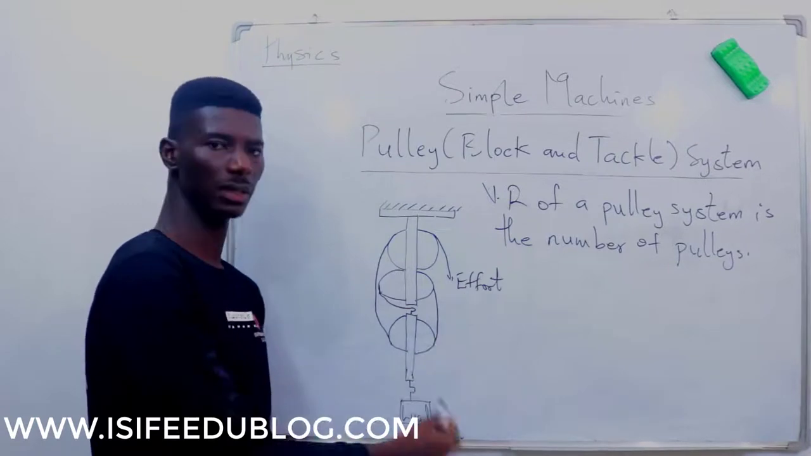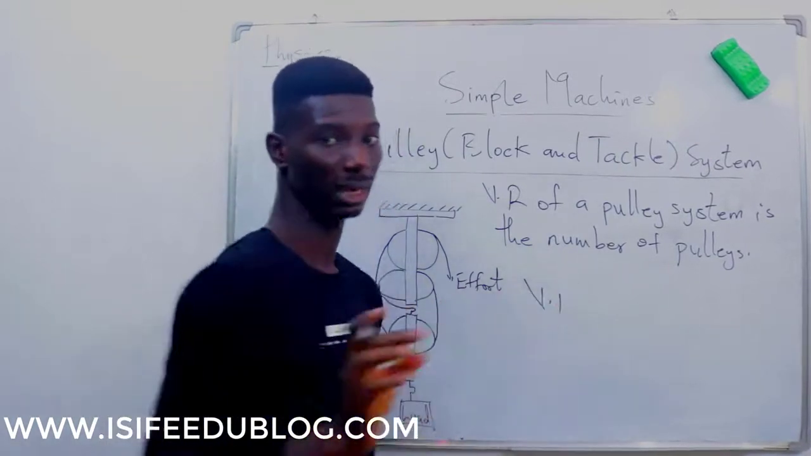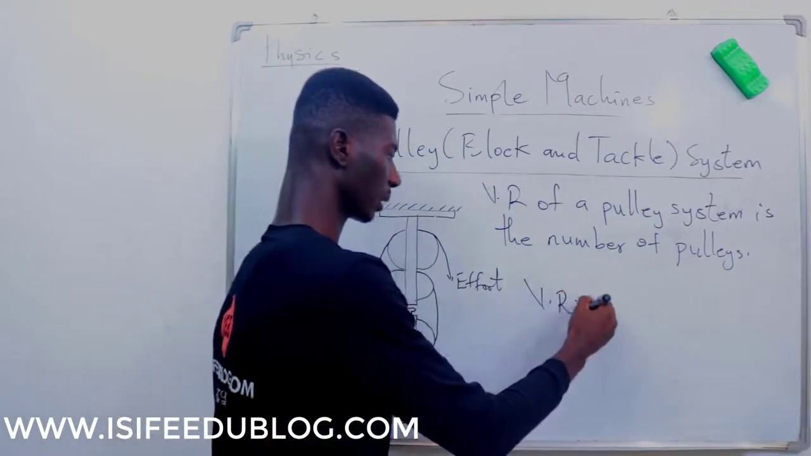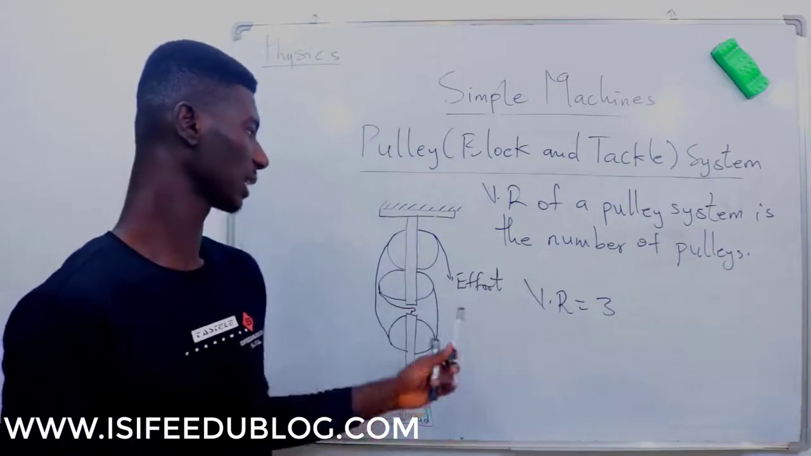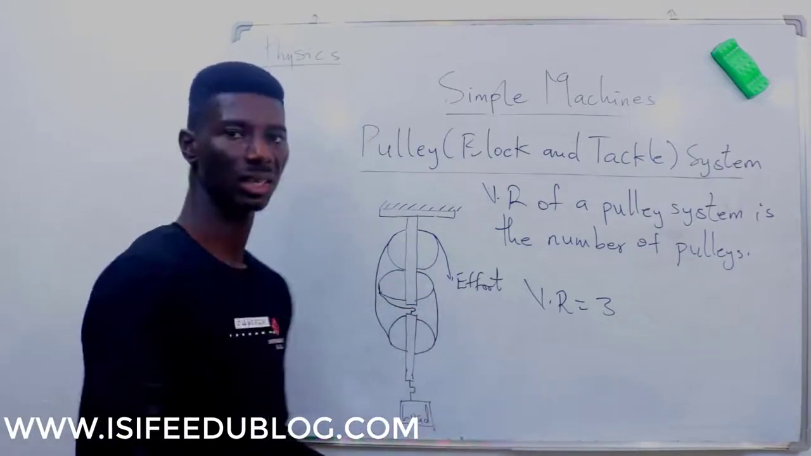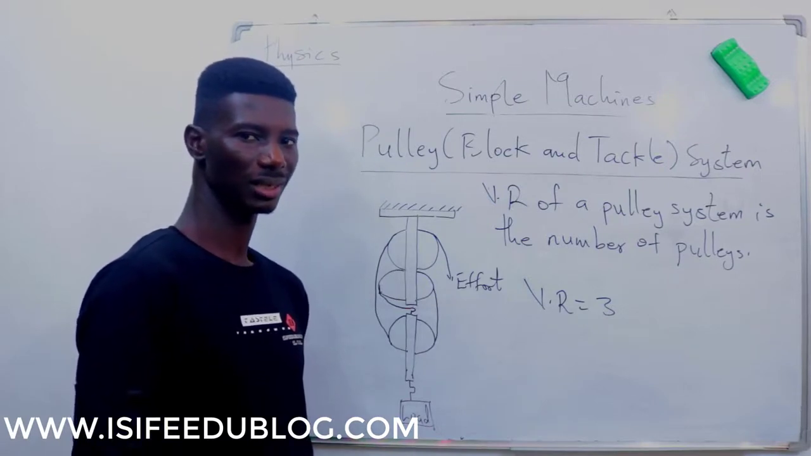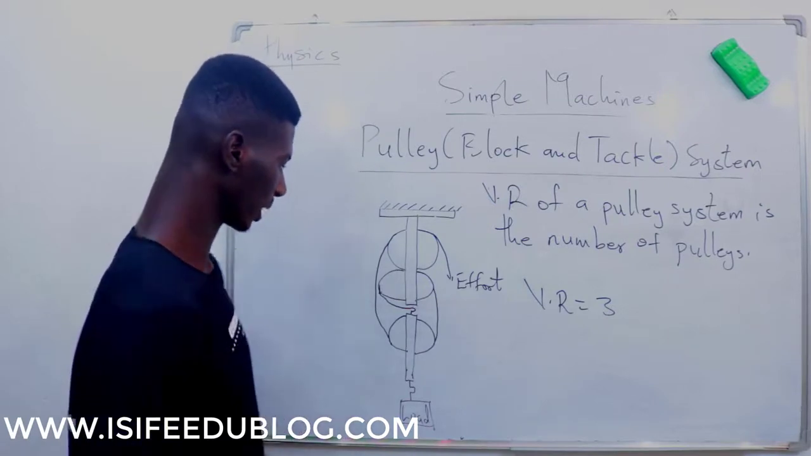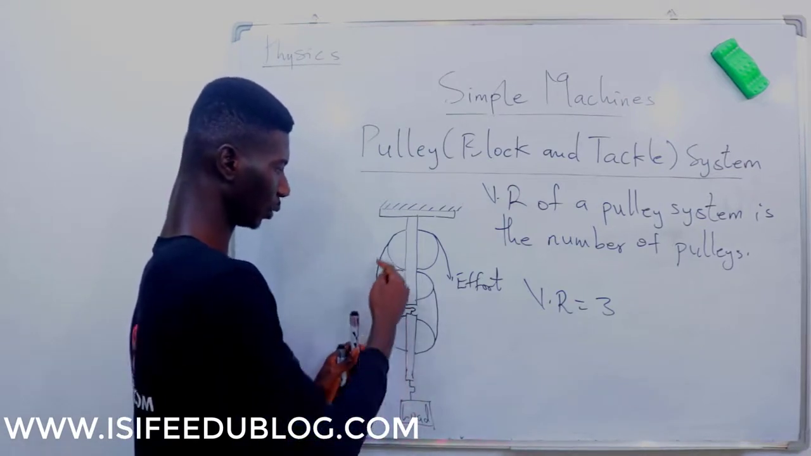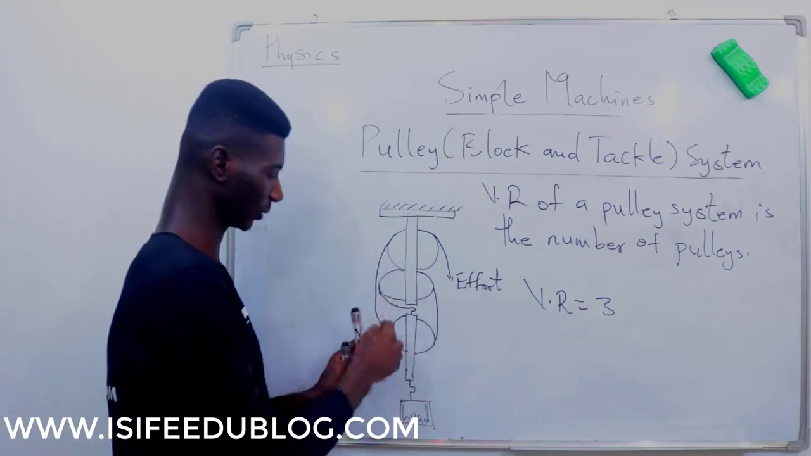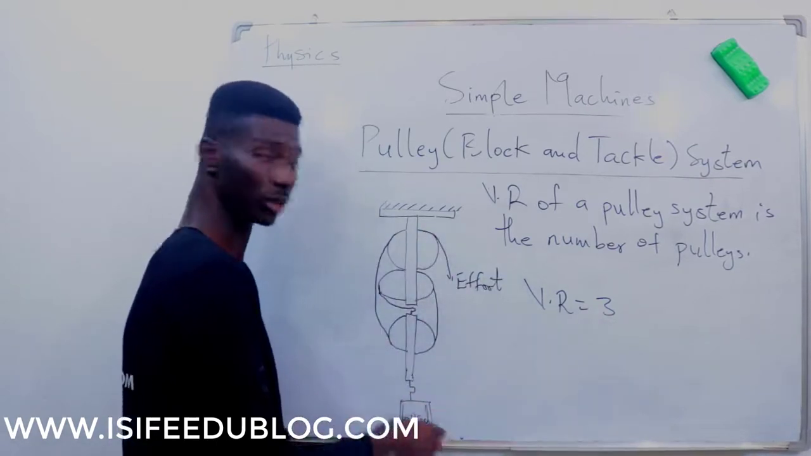Just a little effort lifts this big load. So our velocity ratio, according to this particular diagram, is 3. So have you seen why I say that? Because what is velocity ratio? Distance moved by effort divided by distance moved by load. So as you can see now, the distance moved by this effort is from here to this point. So you have to overcome 1, 2, 3, while this load, you just lift it up.